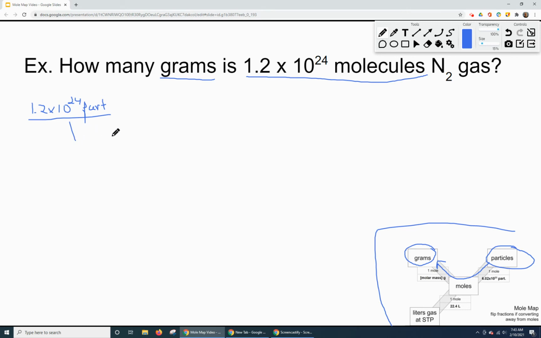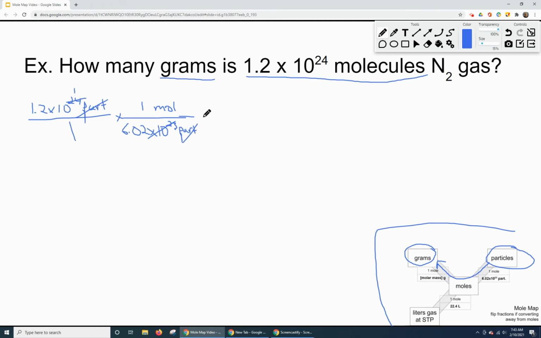All right, and so the first conversion factor I need to use is going to have to cancel particles, and that's going to be Avogadro's number. So I'm going to put 6.02 times 10 to the 23 particles in the denominator, and that number of particles equals a mole, so that's why 1 mole goes in the numerator. All right, so I can cancel particles and particles. I can cancel 10 to the 23 and 10 to the 24th and leave 10 to the 1st.